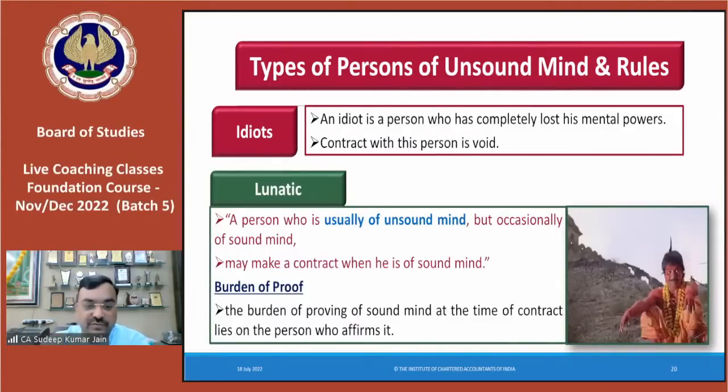The burden of proving sound mind at the time of contract lies on the person who affirms it, who confirms the contract. जो ये कहता है कि contract valid है, the person who says the contract is valid, he has to prove the contract was entered at the time when he's of sound mind, right? Next one.